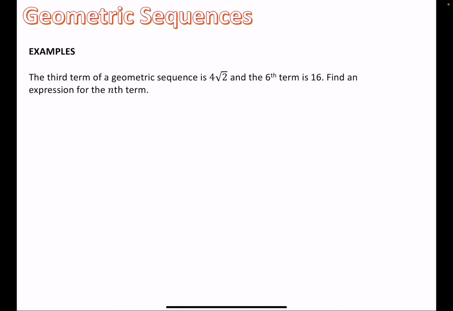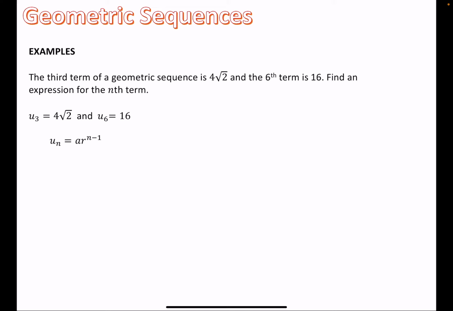Okay, but what we have here is a third term and a sixth term. So we don't have consecutive terms, so we can't instantly find r. We're going to have to take a slightly different approach for this one. But write down what you've got: U3 equals 4 root 2 and U6 equals 16. Okay. The general term is ar to the power of n minus 1.